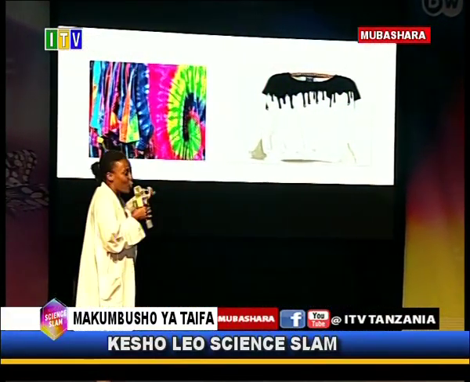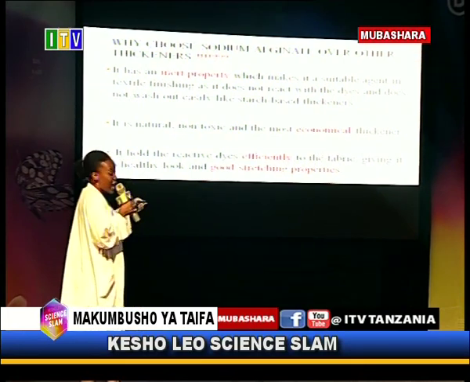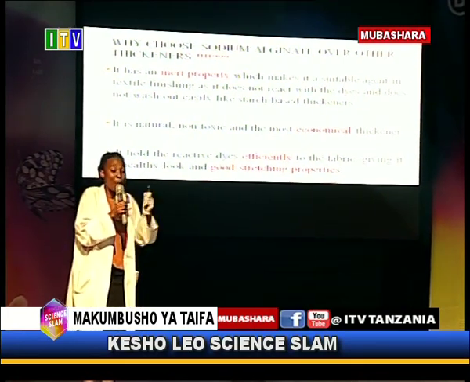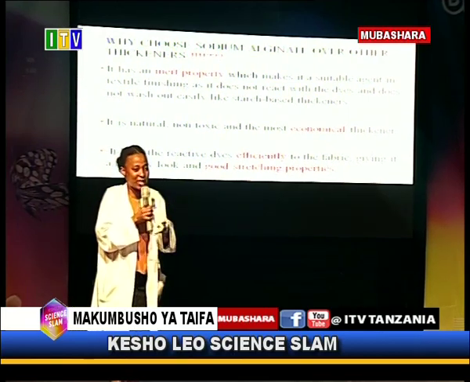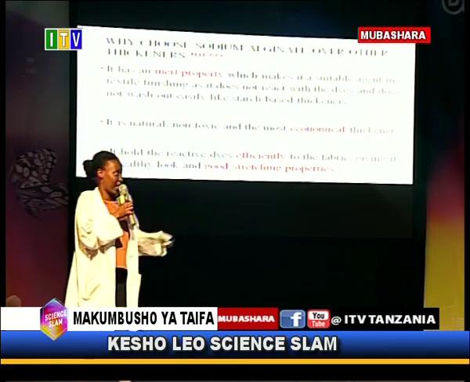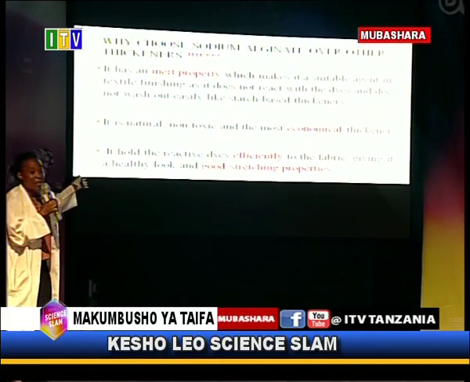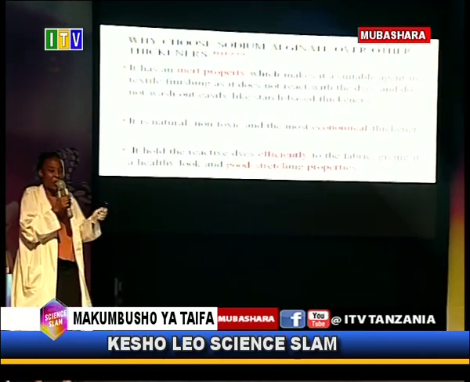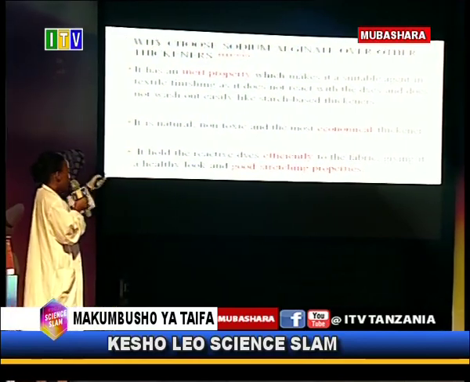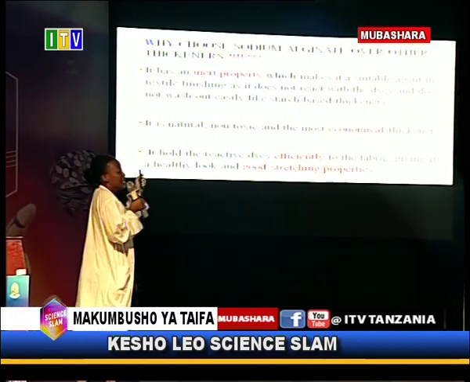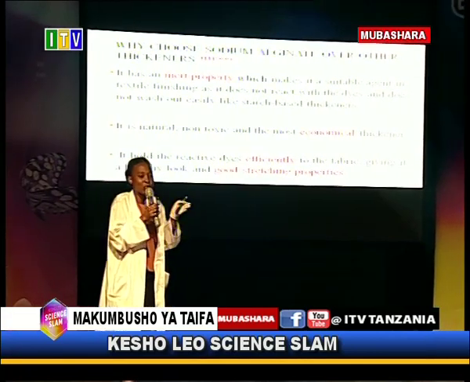And so why sodium alginate? Because there are so many other thickeners or binders, au kuna gundi nyingi ambazo zinatumika kuweka rangi katika nguo zenu. Lakini kwa nini nimeamua kutumia sodium alginate? These are the properties that sodium alginate has that make it a very beautiful thickener. It's inert in property, it's natural and non-toxic and very economic, and it binds dyes to the cloth in a very good way.